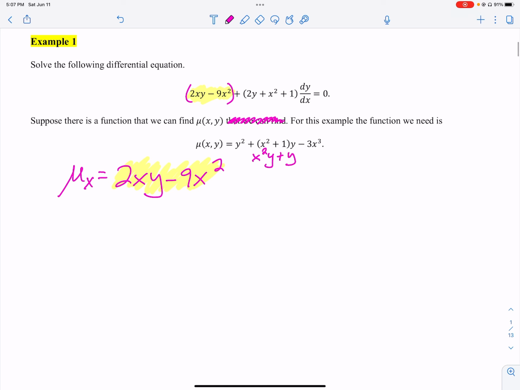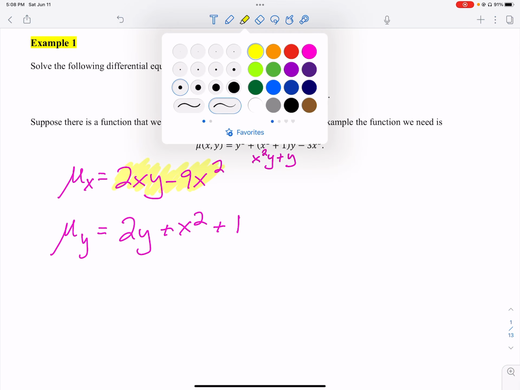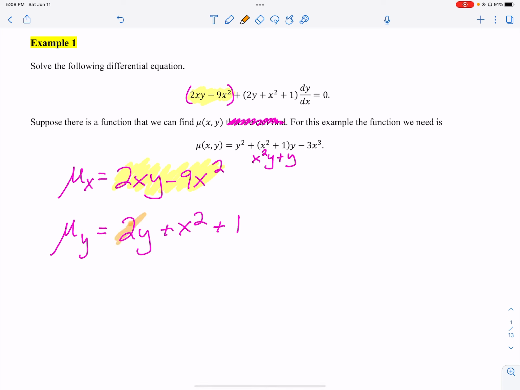Okay, so hopefully maybe you're thinking now, what if I take mu and I take the partial with respect to y? Well, I get a 2y up front. All right, and then here I have an x squared times y, so I'm going to get an x squared. Plus y becomes a plus 1. And then minus 3x cubed is not part of it, right? It's x, and we're doing partial with y. Notice that this is that.